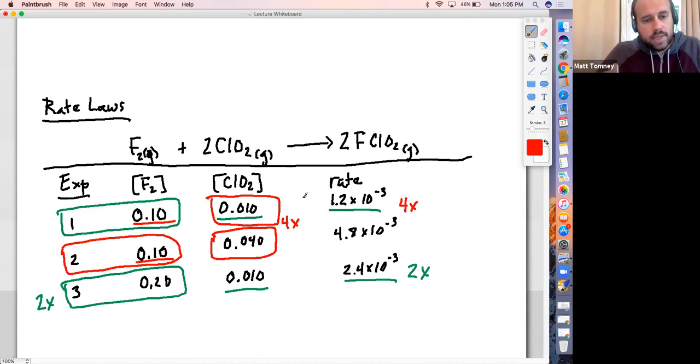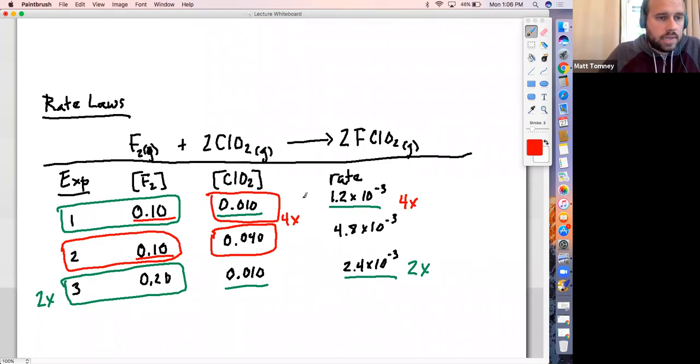Now, this is not always the case. Sometimes you might see that you double the concentration, but you quadruple the rate. So in a case like that, you don't just have a one-to-one correlation. It must be that the concentration has a squared value there. And we'll take a look at a more complicated example where that applies later.